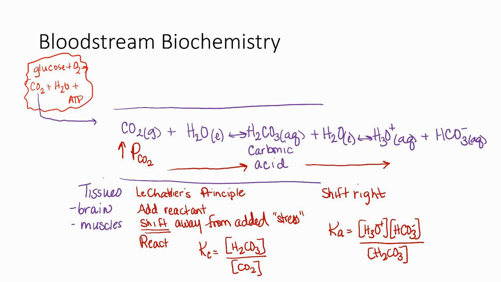And here's the thing though: the body wants to stay at a certain pH. The physiological pH is 7.4. So that's the pH that needs to be maintained. Interestingly enough, we can use our Henderson-Hasselbalch equation. And why can I use this equation?